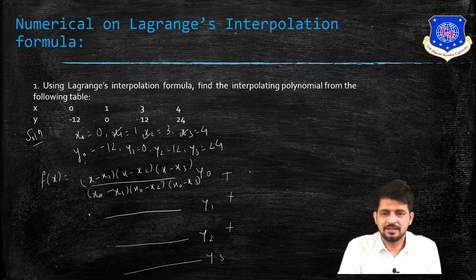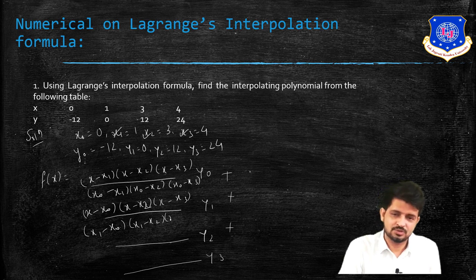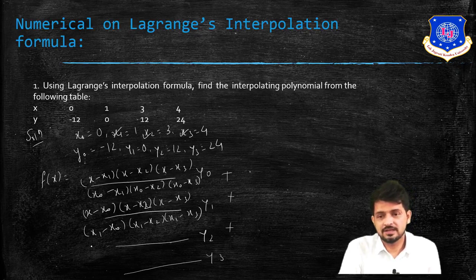Similarly, if I am writing for y1, I have to subtract all the values except x1. So x minus x0, x minus x2, x minus x3 divided by, subtract the same values from x1. So x1 minus x0, x1 minus x2, x1 minus x3. What will be my third term?